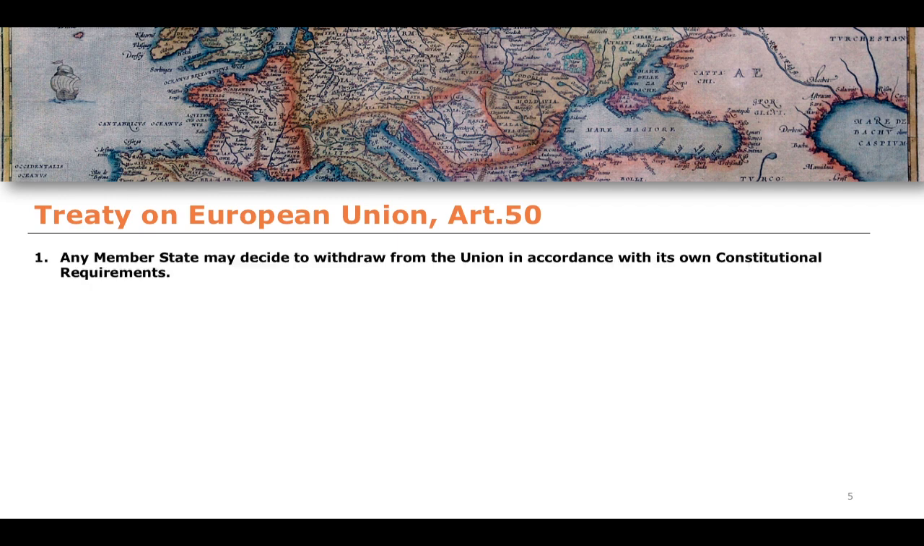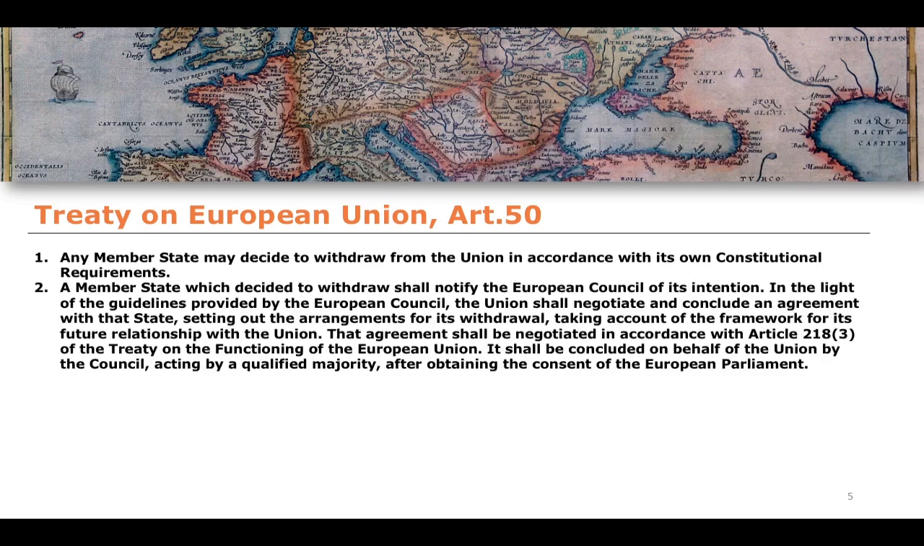Article 50, Part 1 says that any member state may decide to withdraw from the Union in accordance with its own constitutional requirements. A member state which decides to withdraw shall notify the European Council of its intention. In the light of the guidelines provided by the European Council, the Union shall negotiate and conclude an agreement with that state, setting out the arrangements for its withdrawal, taking account of the framework for its future relationship with the Union.